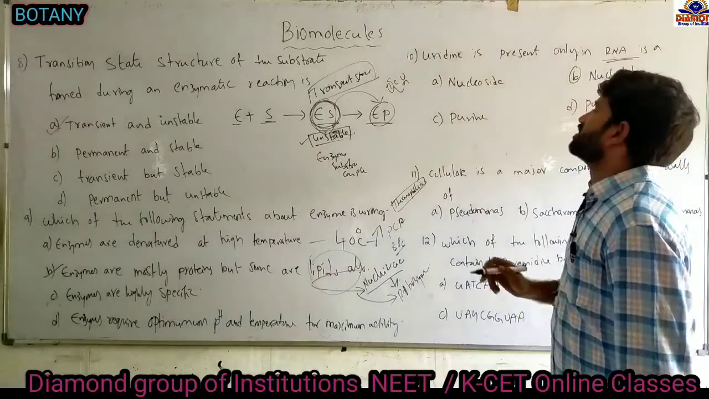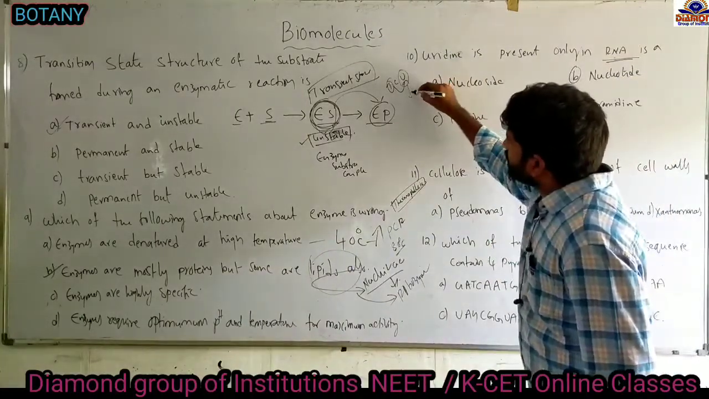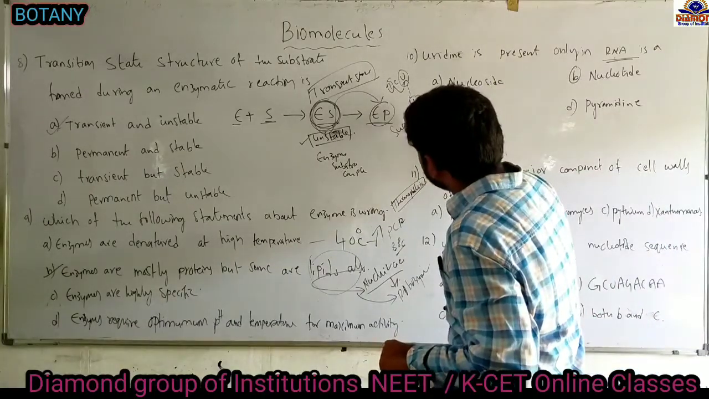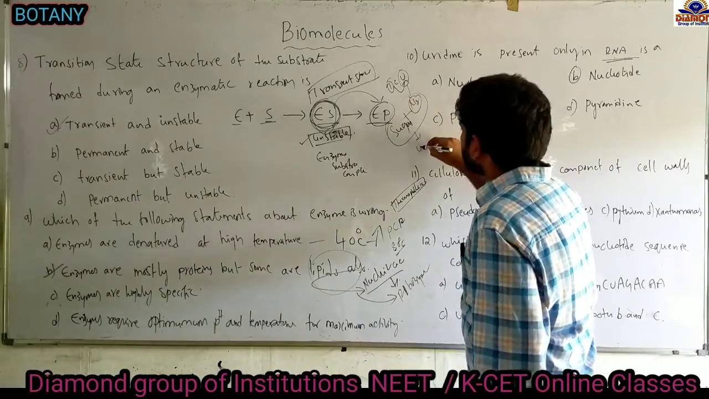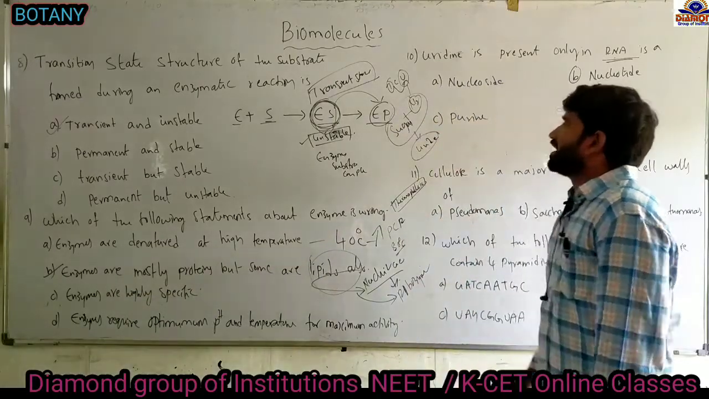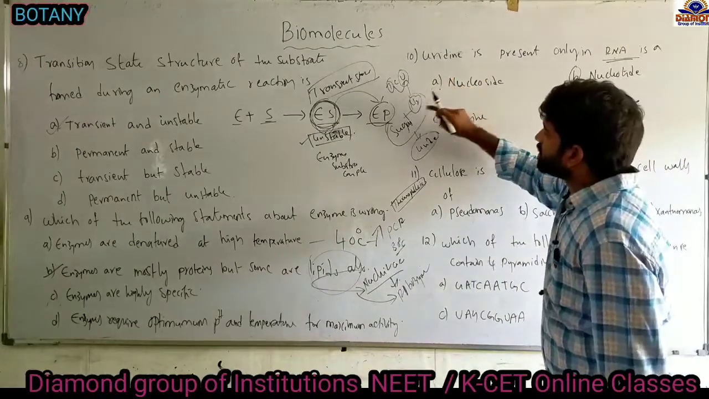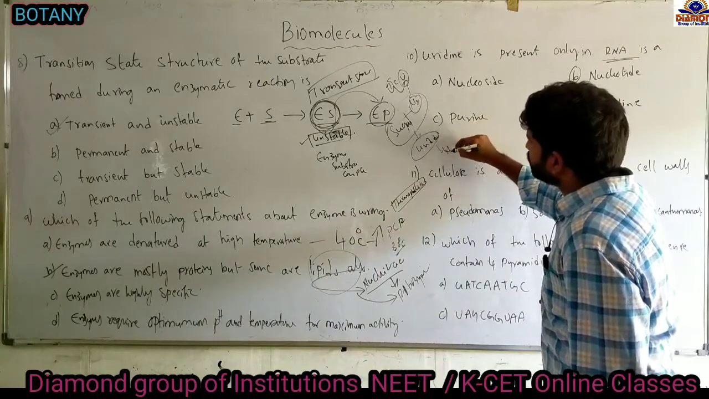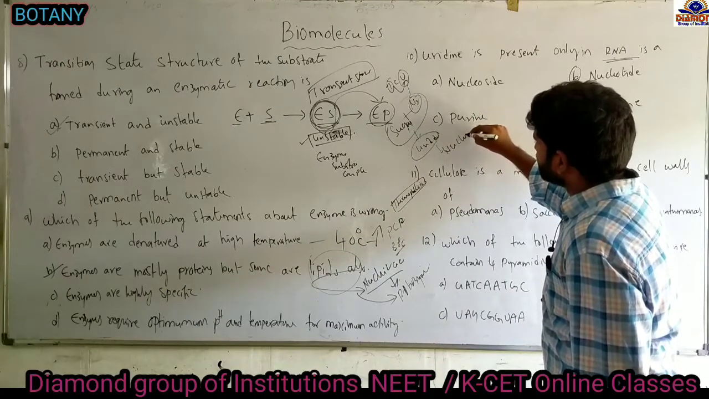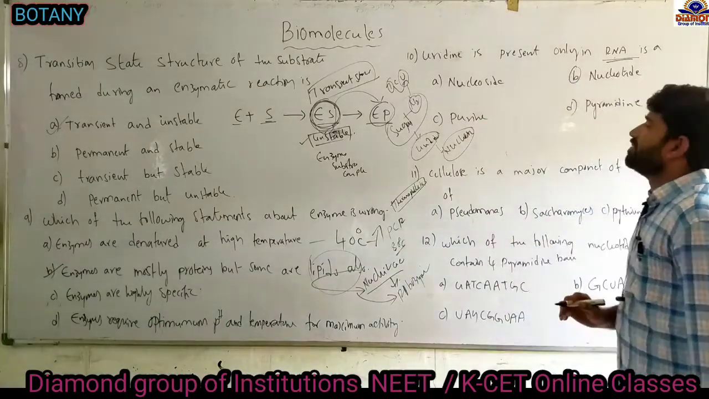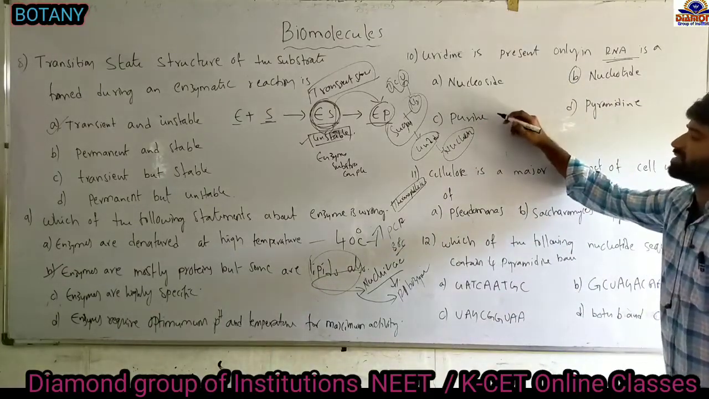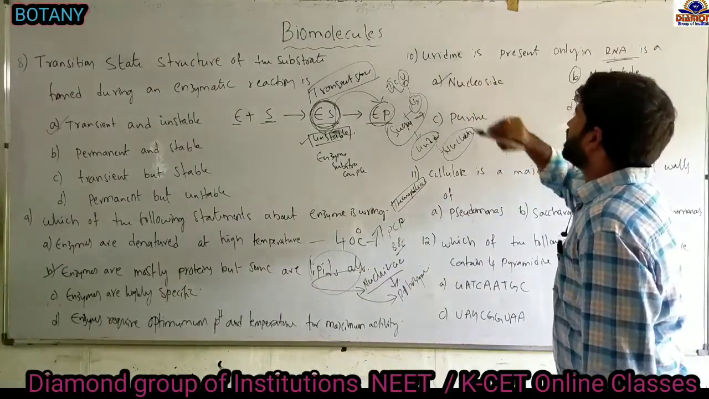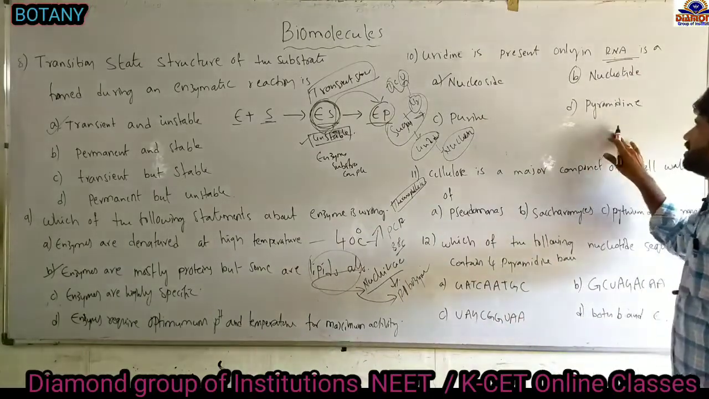What is the difference between uridine and uracil? Uracil is only the nitrogen base, and when the nitrogen base is combined with the sugar molecule, that becomes uridine. So uridine is the nitrogen base uracil plus the sugar molecule. When sugar and nitrogen base are combined together, we call it a nucleoside. Between the nitrogen base and sugar a glycosidic bond is present, and that is called a nucleoside. The answer is nucleoside.